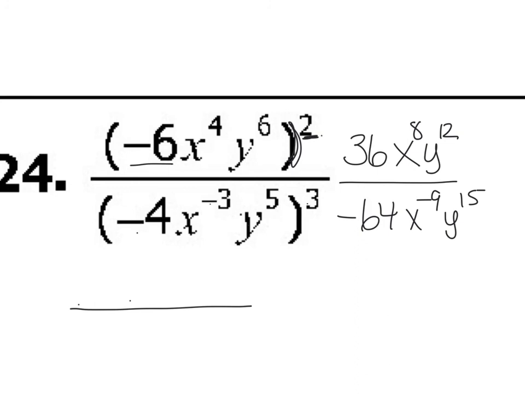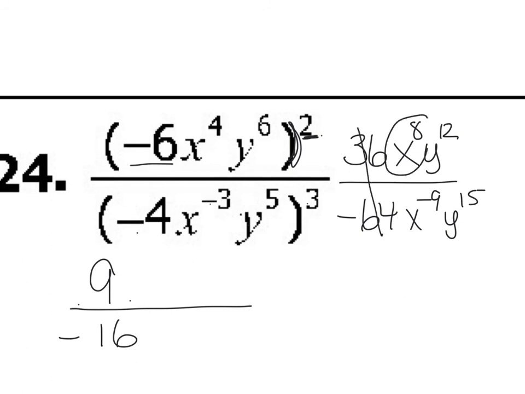Let's see. Or you can reduce that by, I guess, 4. So 4 goes into 36 9 times. 4 goes into negative 64 negative 16 times. Okay. So we reduce that fraction.